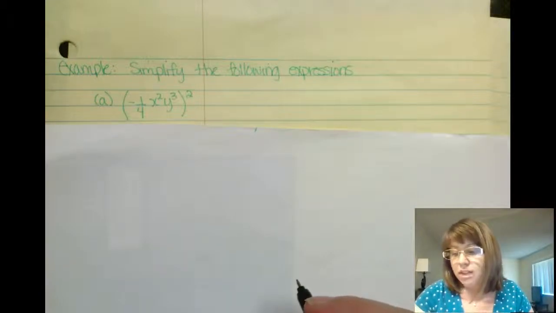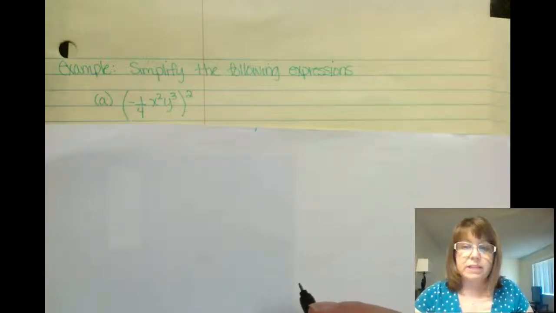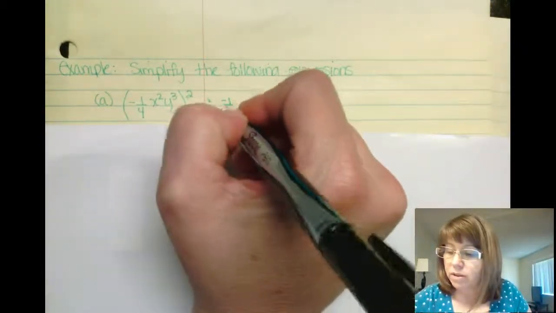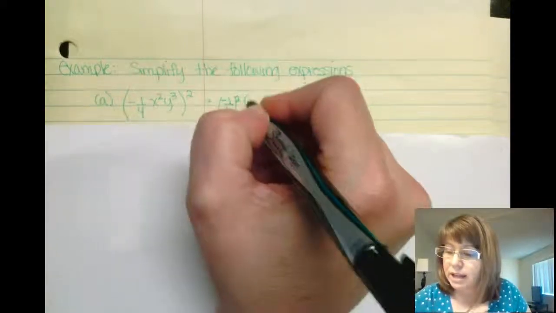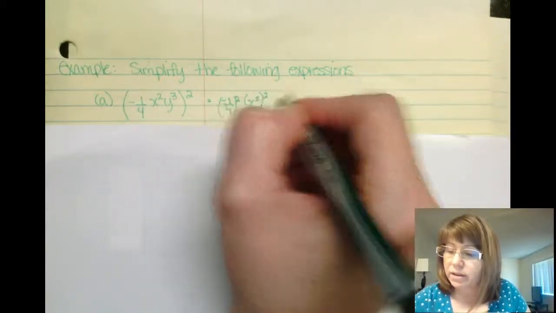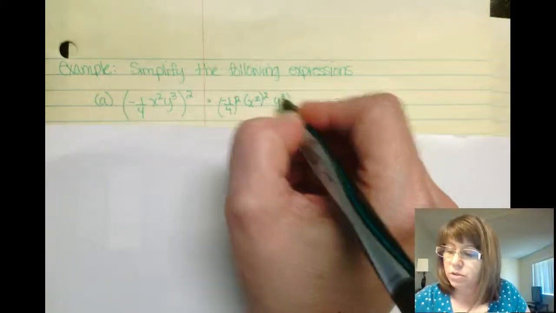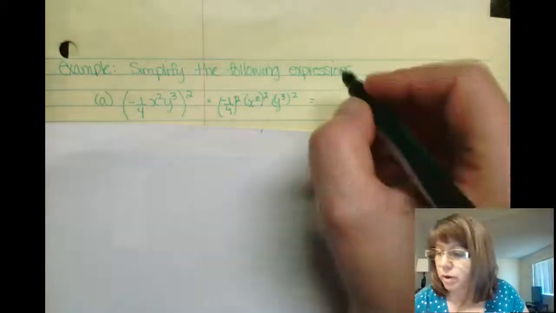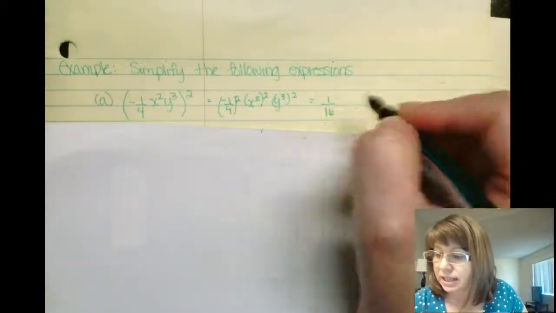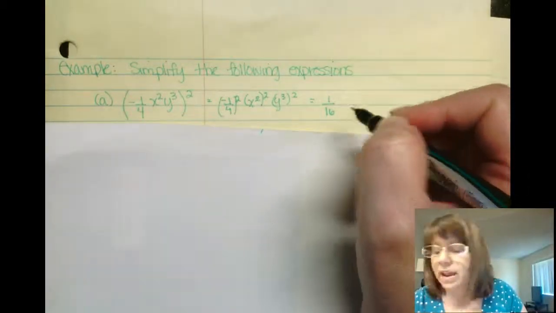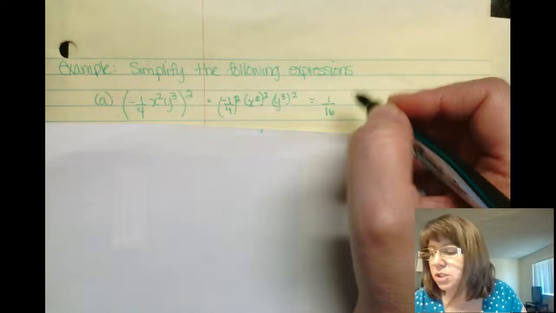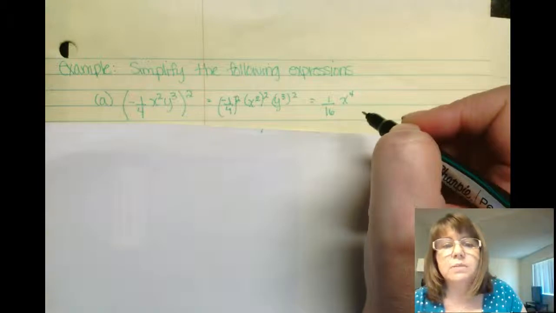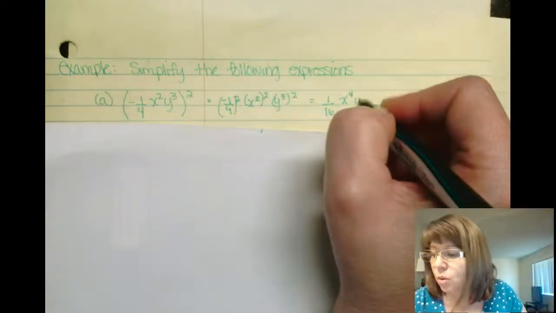So let's use the 3 properties that we know to simplify the following expressions. Negative 1/4 x squared y cubed all raised to the 2nd power. That's going to be negative 1/4 squared times x squared squared times y cubed squared. Well, negative 1/4 times negative 1/4 is positive 1/16. X squared squared is going to be x to the 2 times 2, which is x to the 4th. And y cubed squared is going to be y to the 3 times 2, which is y to the 6th.